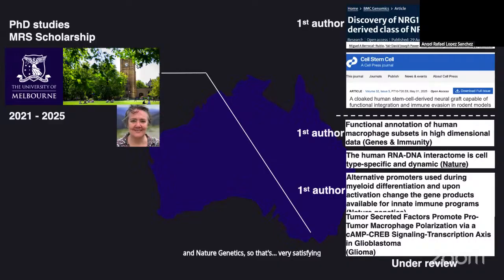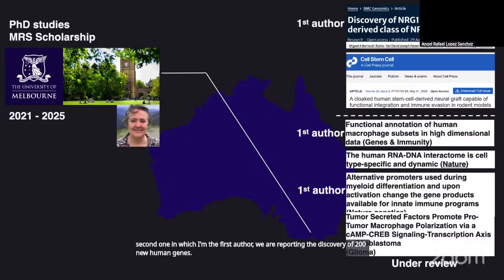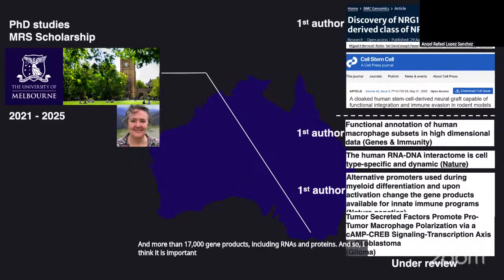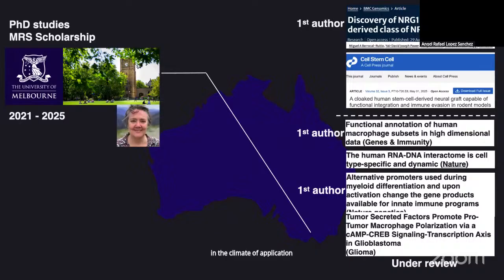And especially the second one, in which I'm the first author, we are reporting the discovery of 200 new human genes and more than 17,000 gene products, including RNAs and proteins. I think it is important as well, in a climate of application like the Australian one in science, to bring a bit of visibility to the base science that is needed to then understand, interpret, and apply.